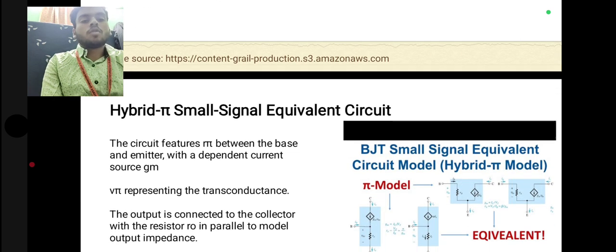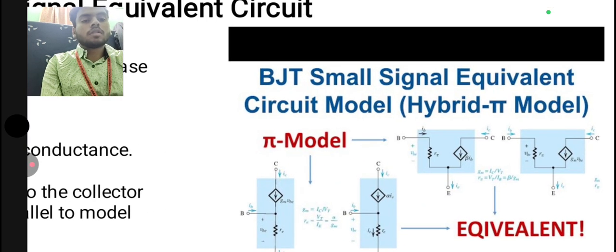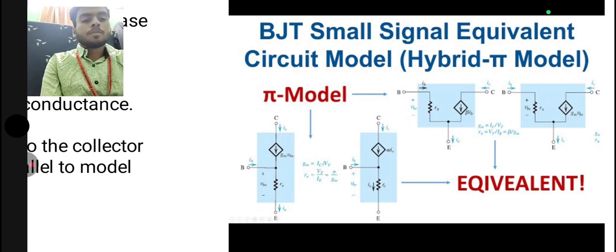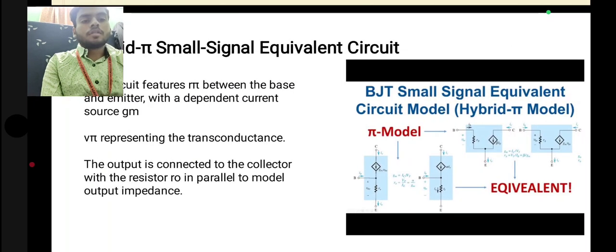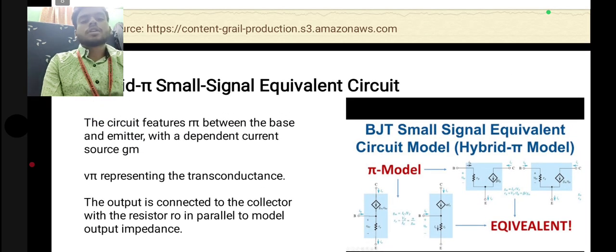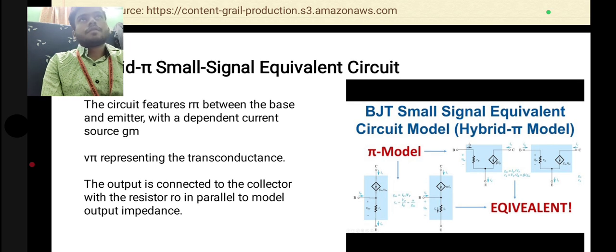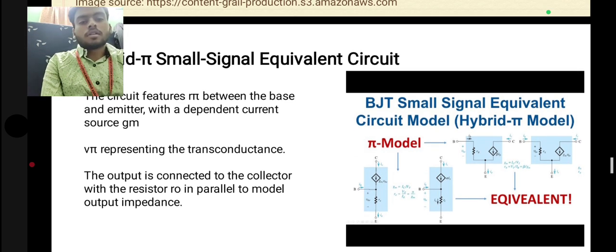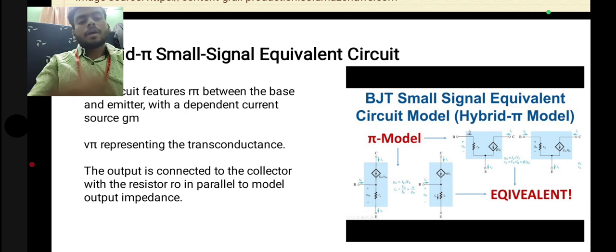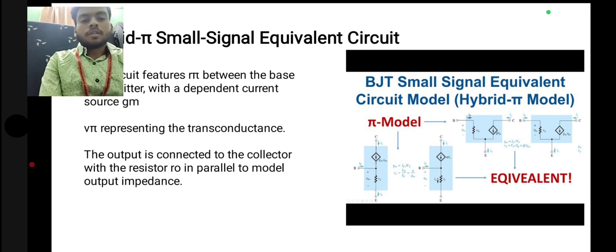Hybrid pi small signal equivalent circuit. So this is the small signal equivalent circuit of the hybrid pi model, and we discuss its features. The circuit features r-pi between the base and the emitter, with a dependent current source gm v-pi representing the transconductance. So between the base and emitter we have a dependent current source. The output is connected in parallel with the resistor ro, which models the output impedance.